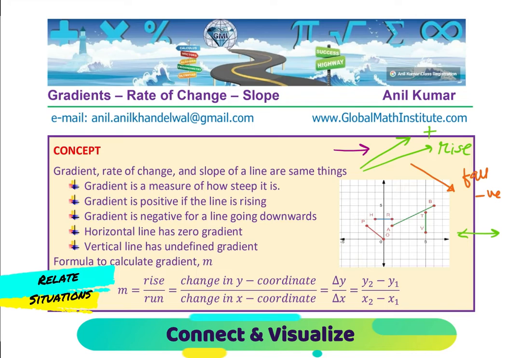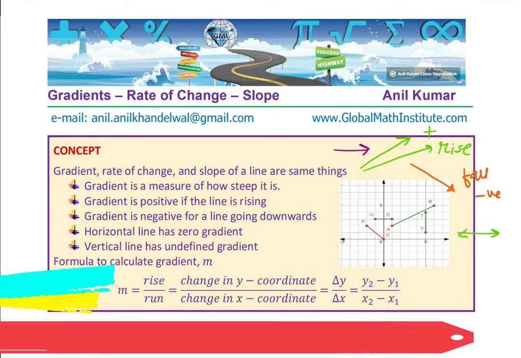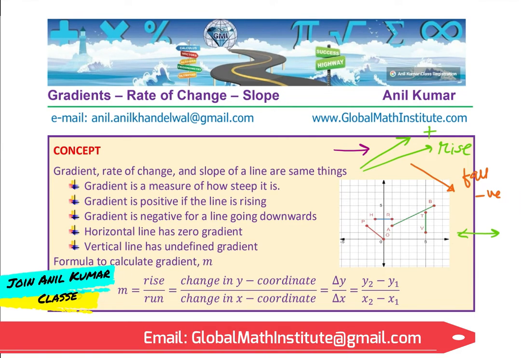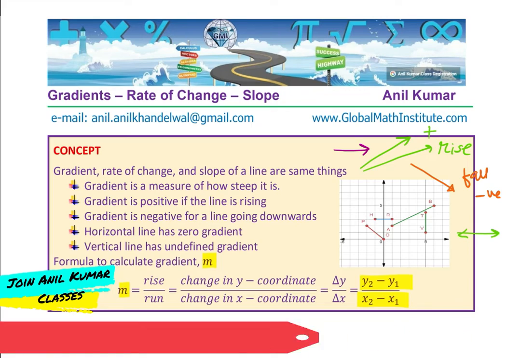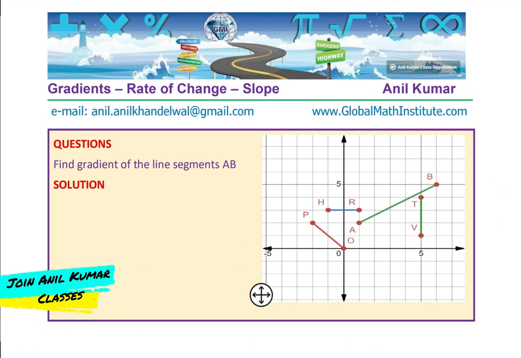Now, these are common terms which you can relate with the mathematical terms, and that is where it becomes interesting, correct? So once again, the formula to calculate the gradient, which normally is given by the letter m, is change in y over change in x. Remember, change in y comes on the numerator side and change in x is on the denominator side. Is that clear to you? Perfect. Now I think you're ready to answer these questions. So let's start with the very first one.